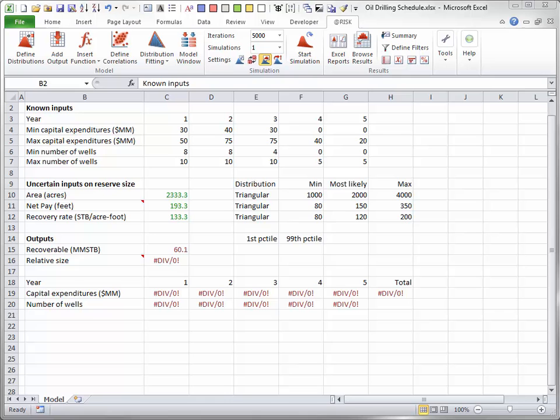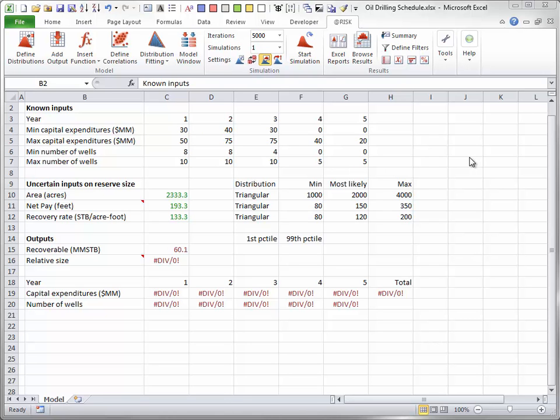The fixed inputs appear in rows 4 to 7. These are estimates made by experts of the minimum and maximum capital expenditures per year, as well as the minimum and maximum number of wells per year. The question is where the actual values will fall within these extremes.